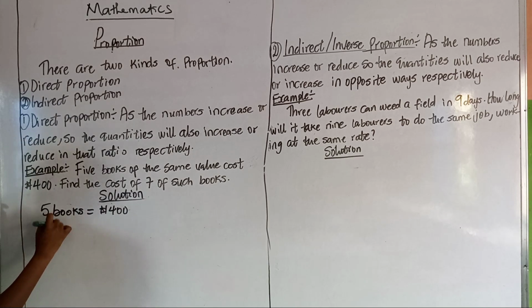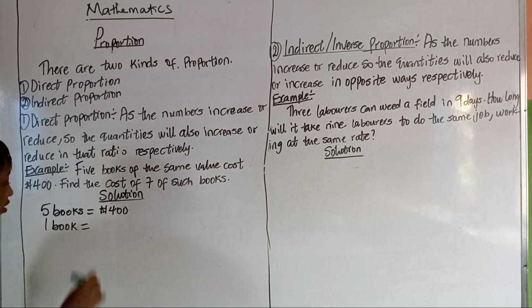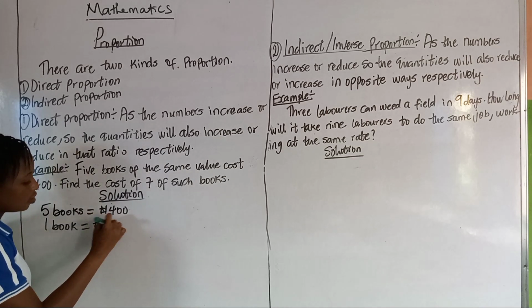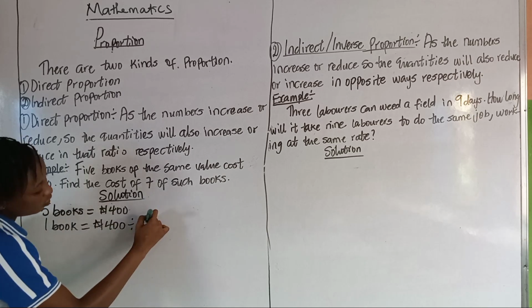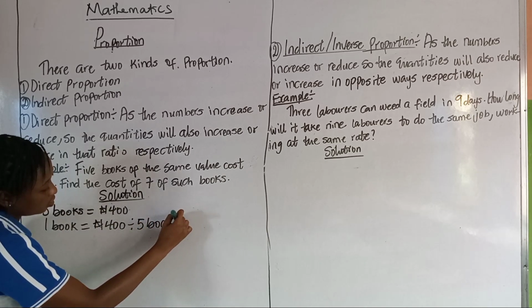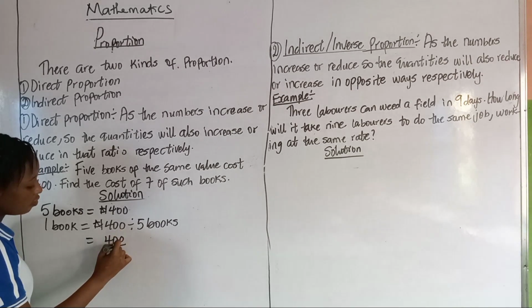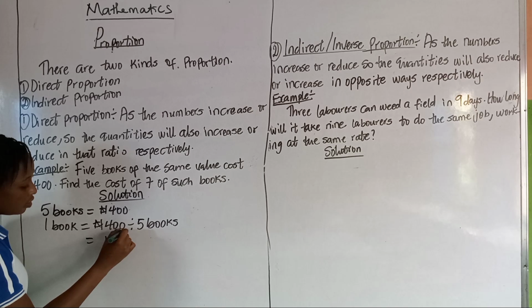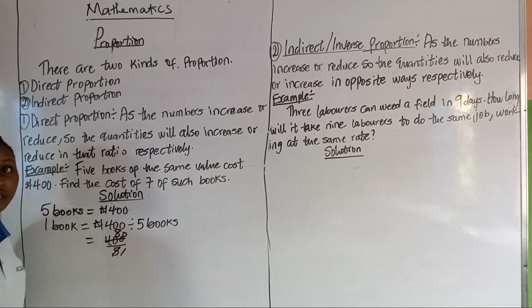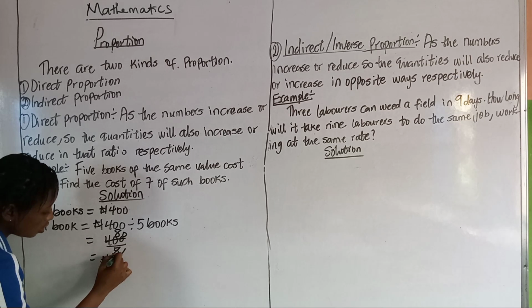Then one book is going to be equal to what? 400 naira divided by the total number of books, 5, which is going to be equal to 400 over 5. 5 into 400 we have 80. So it's equal to what? 80 naira. This is, one book will cost 80 naira.